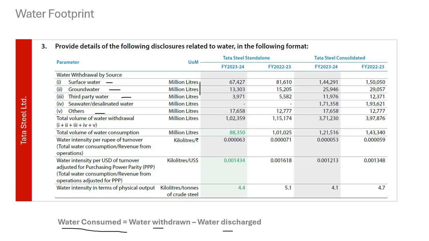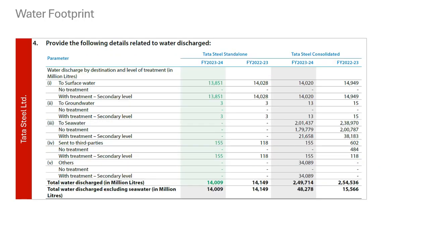The disclosures also include intensity of consumption of water, which may be expressed in terms of per tons of crude steel produced, or per rupee of turnover, or per dollar of turnover adjusted using the purchasing power parity. Entities also need to disclose the amount of water discharged. A major chunk of the water which has been withdrawn gets utilized inside the factory or the plant or the offices. But a small portion of water is released back into nature, which is called the water discharge.